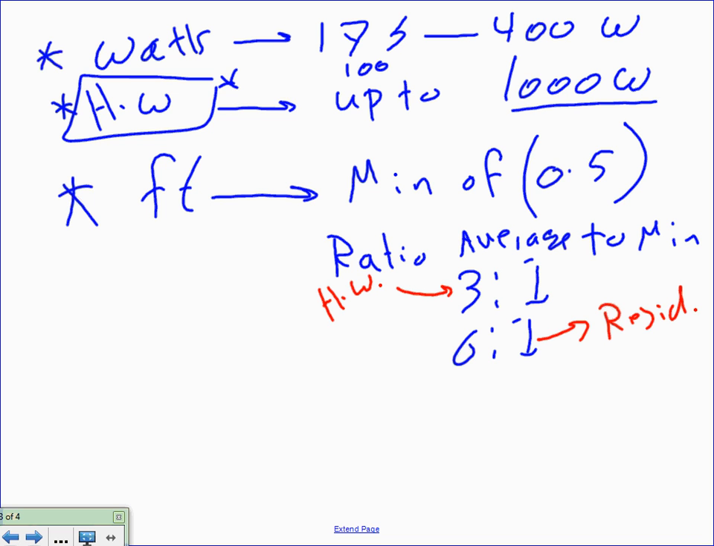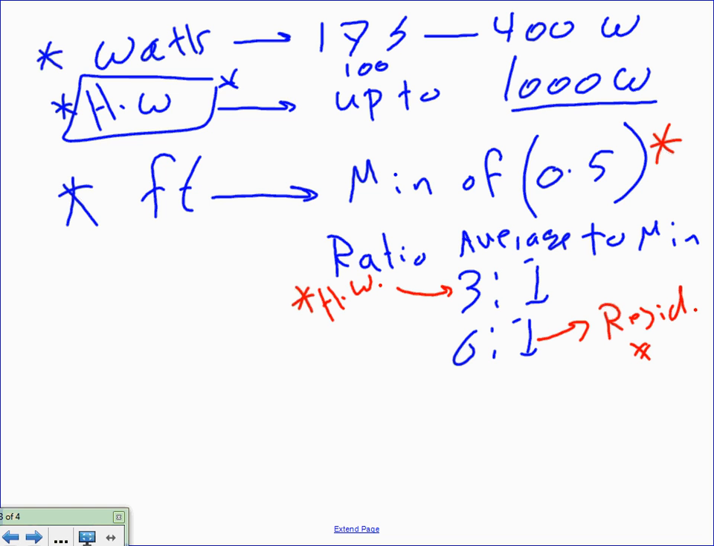Foot candle. When we do this, you guys did it with us, they always go by minimum. For most, the minimum is 0.5. They don't want you in a street to have less than 0.5, right? And the ratio of average to minimum: this is my highway, this is my residential. Highways 3:1. Again, these could change and be updated. Highway 3:1, 6:1 if it's residential.